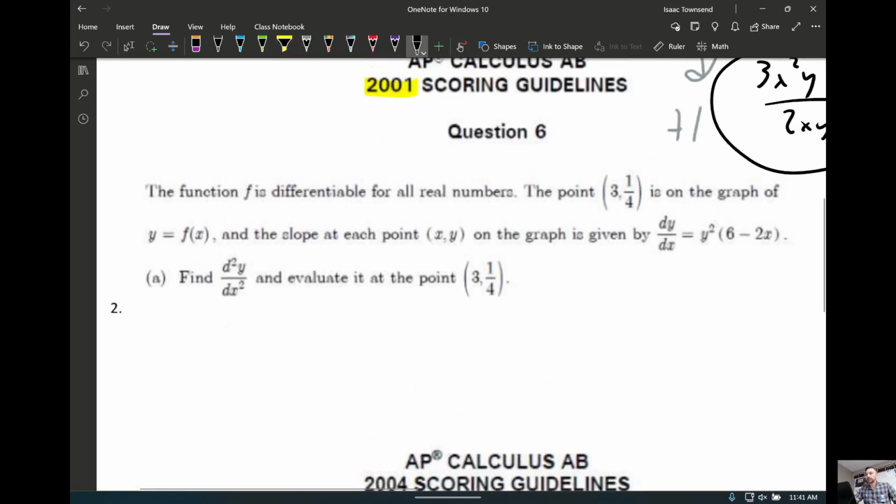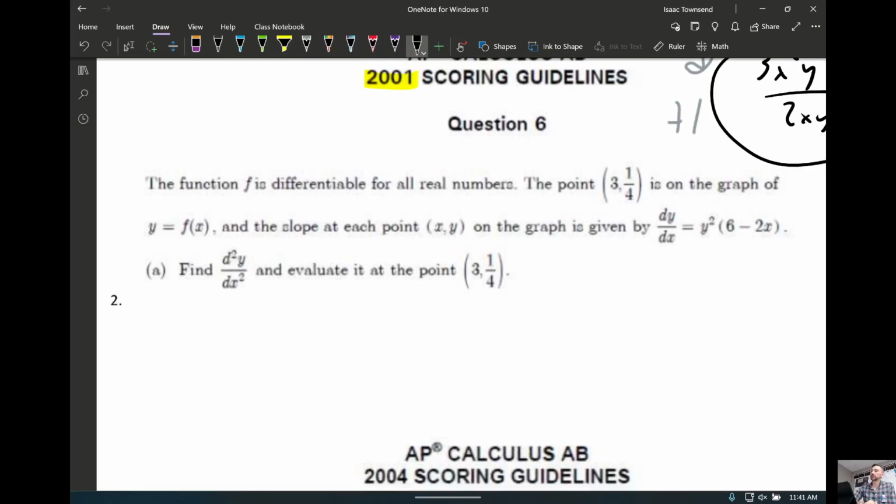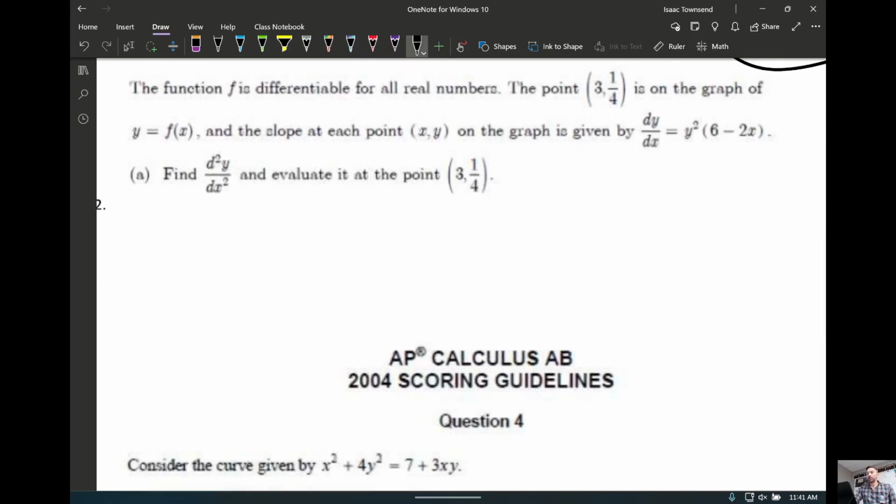So this question, this was just part 2. Again, I took away the parts that we haven't learned yet. But they tell us this is differentiable for all numbers. This point is on the graph. The slope is given by this derivative, and we're asked to find this. Well, what is this asking for? Okay, so they gave us the first derivative, and they want us to find the second derivative. So we need to take the derivative of this, and then plug in the point 3, 1/4.